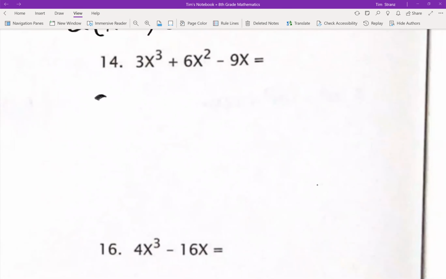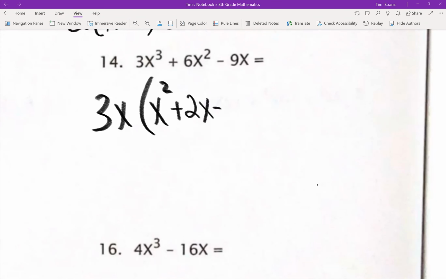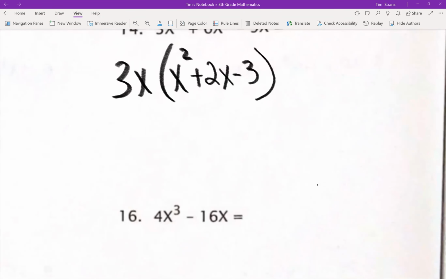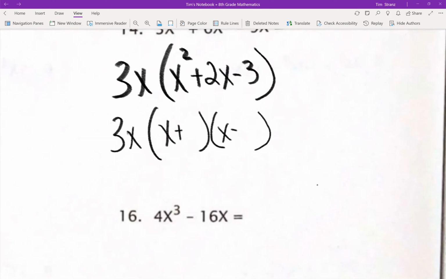Number 14, we have 3x cubed plus 6x squared minus 9x. So the greatest common factor is going to be 3. They all have at least one x, so I'm going to pull out the smallest x. That's going to leave x squared plus 2x minus 3. I can break that down. Factors of 3 that would equal 2 would obviously be 1 and 3. So that'd be x, and we're going to have a plus and a minus. So that's going to have to be a positive 3 and a negative 1. And there you go, that's your answer for that one.